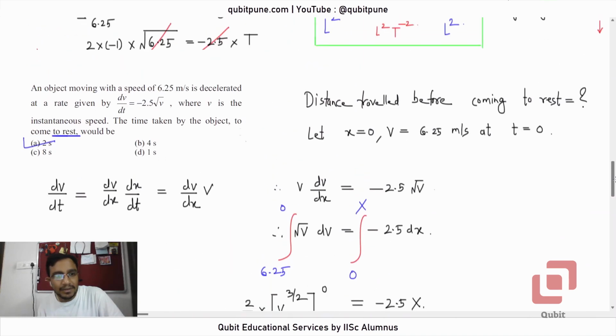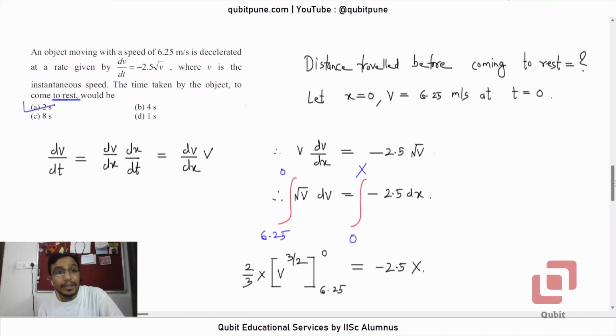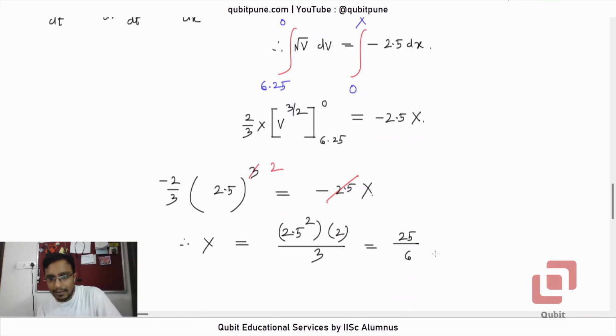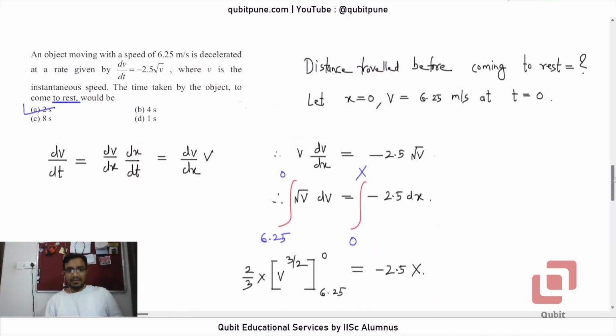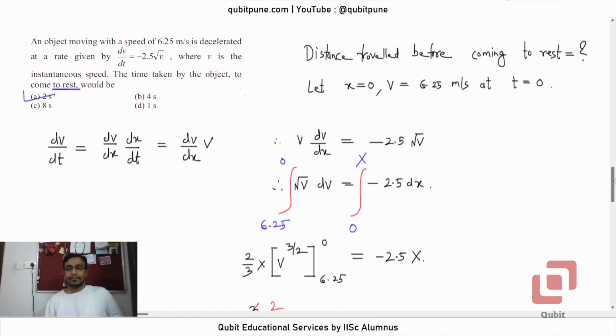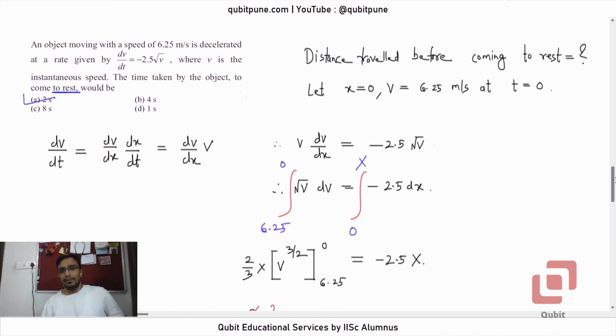Do we have units here? Oh yes, we do. Meters. So after traveling 25 by 6 meters, 4 point something, the particle will come to rest. So this is a modified question. Both x and t can be found out.